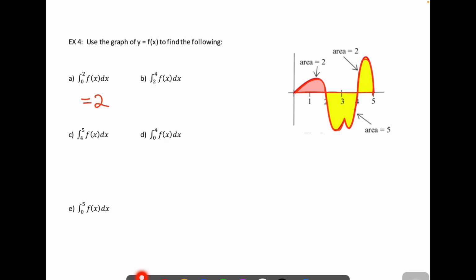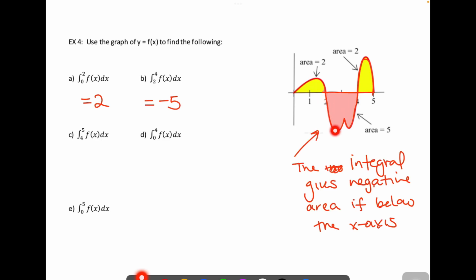What if I want to integrate from 2 to 4? So if I'm integrating from 2 to 4, now in that region, the function is entirely below the x-axis. I know that the area of that region is 5, but anytime your function has negative y values, the integral is actually going to give you the negative area. Those y values that you're adding up in your Riemann sum are actually negative. And so the area of this region is 5, but because it lies below the x-axis, that answer is going to be negative 5.